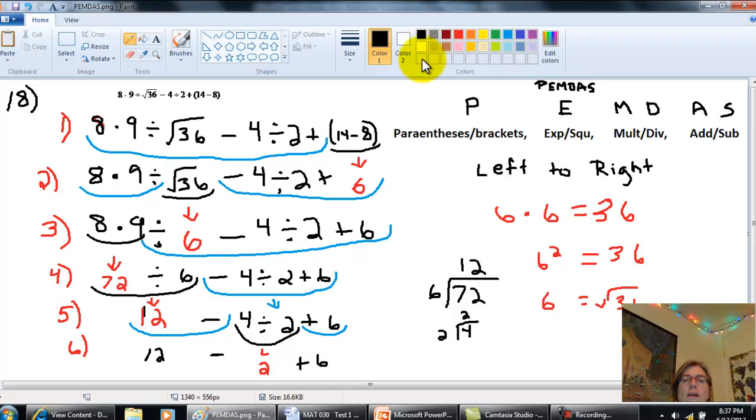Okay, so line number 7 is squished in here, but the idea is now you have adding and subtracting left. Well, what do you do first? You work left to right. So you do 12 minus 2 first. 12 minus 2 is 10. So the answer will be 10. All you have left is 10 plus 6, which will equal 16.